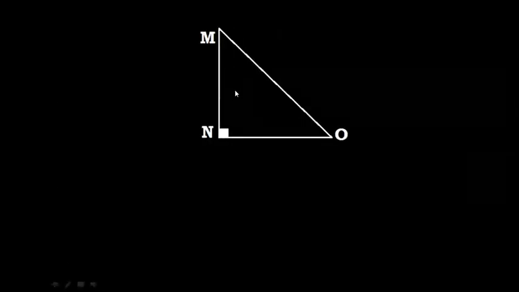Let us consider a right angle triangle MNO, where angle MNO is equal to 90 degrees. The side opposite the 90 degree angle is known as the hypotenuse. This side is the perpendicular and this side is the base. The hypotenuse can also be identified by its length, because the longest side of a triangle is known as the hypotenuse.